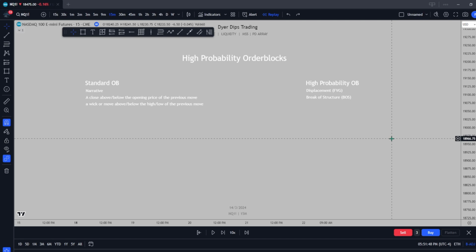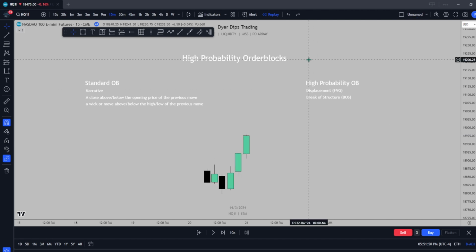But for the most part here, I like to use these as trend continuation models. Now, if we're going to depict this, you can see down here at the bottom, this green candle has a wick above this high, which means that we've met this qualification, and we have a close above the opening price of this candle, which makes this candle an order block.